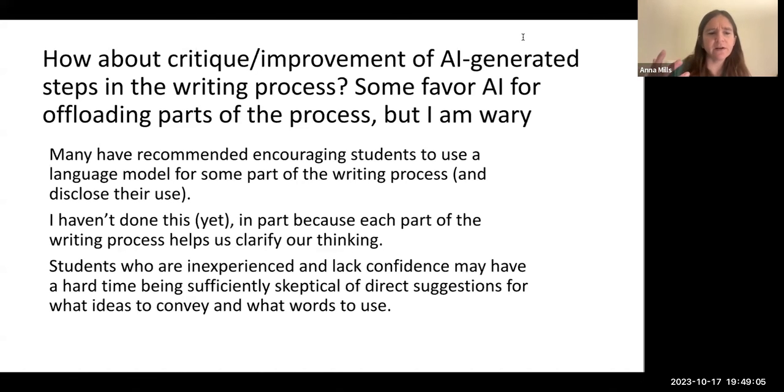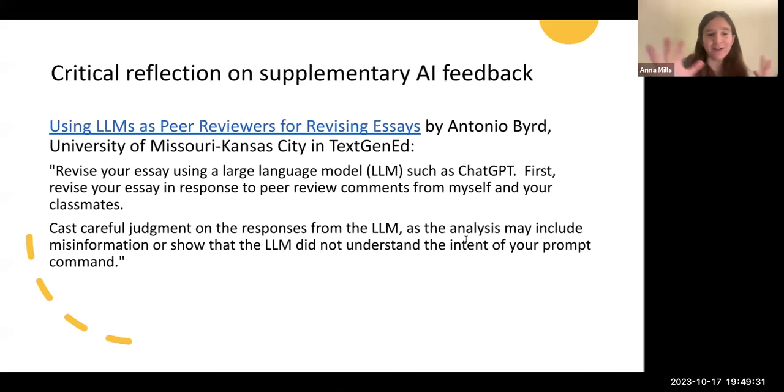If they're not feeling like they belong in academic discourse and they hear something that sounds so academic, will they just go with it? And will they skip that part of the writing process that helps with thinking, even though it's frustrating sometimes? So I haven't invited that kind of involvement in the writing process myself. But others have, and you can definitely read their experiments in those collections that I mentioned.